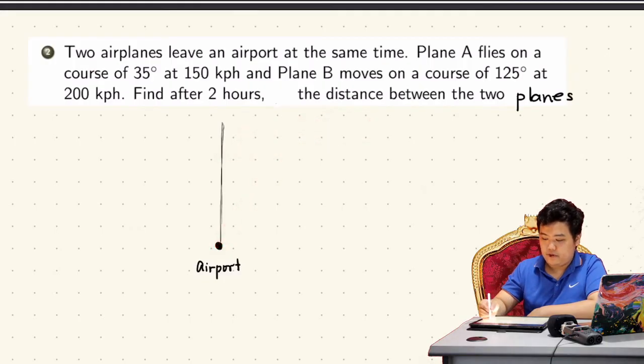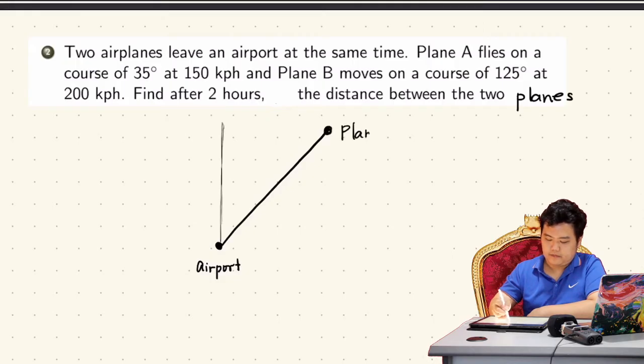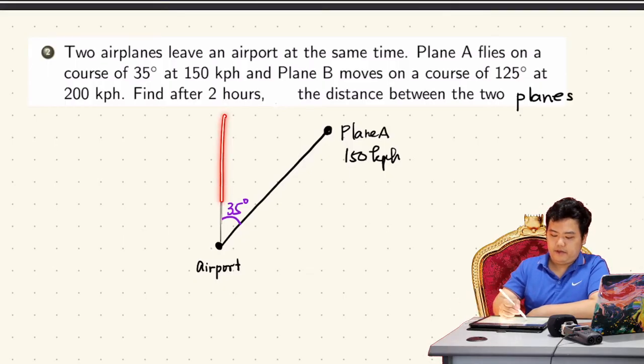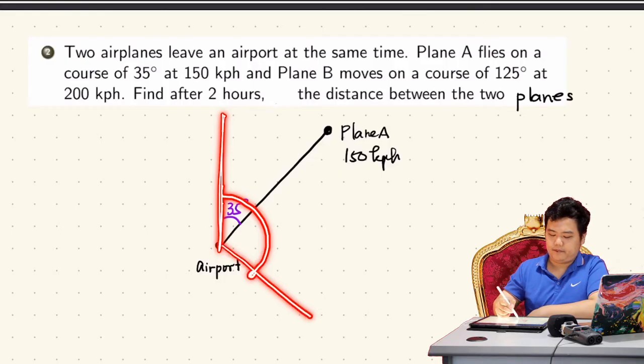So, let me just draw. Ang speed niya ay 150 kph. And this angle is 35 degrees. Okay, so that is for plane A. So, kay plane B naman, 125 degrees yung course niya. So, from the north, mag-measure ka ng 125 degrees clockwise. So, mga nandito siya. Okay. So, this is 125 degrees and this is plane B.